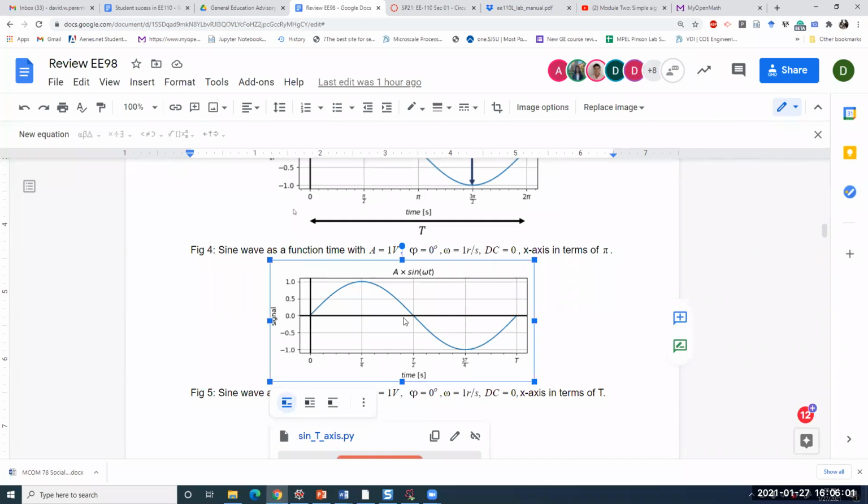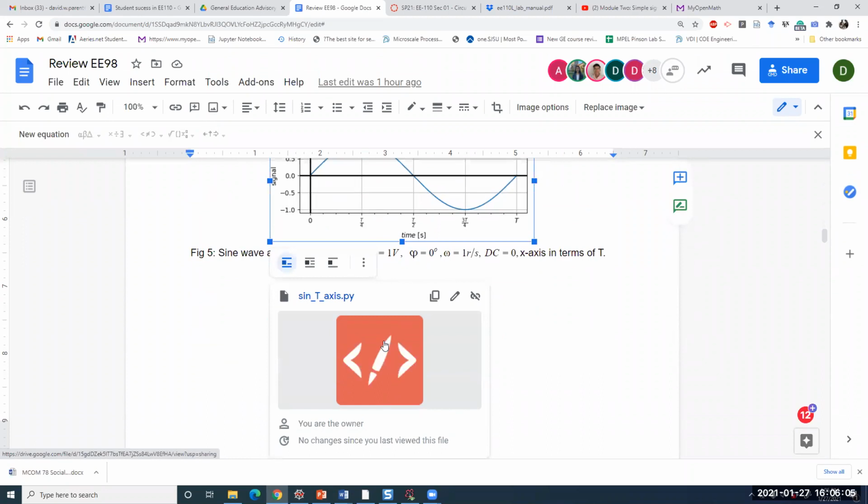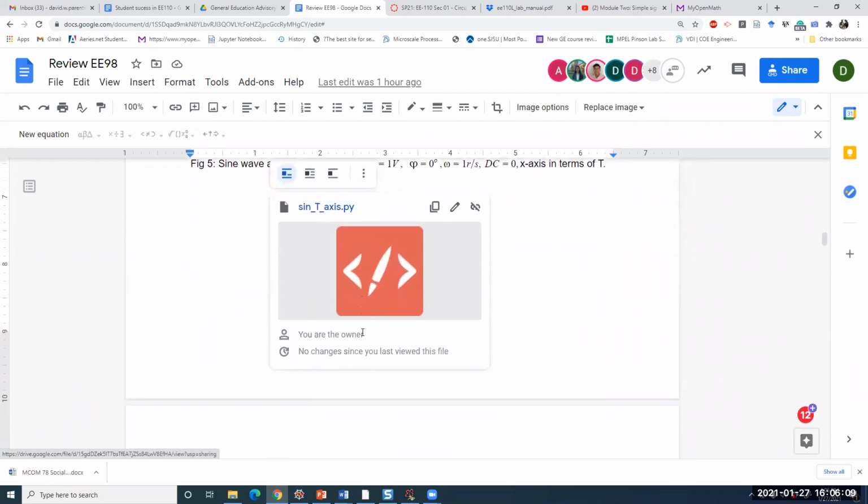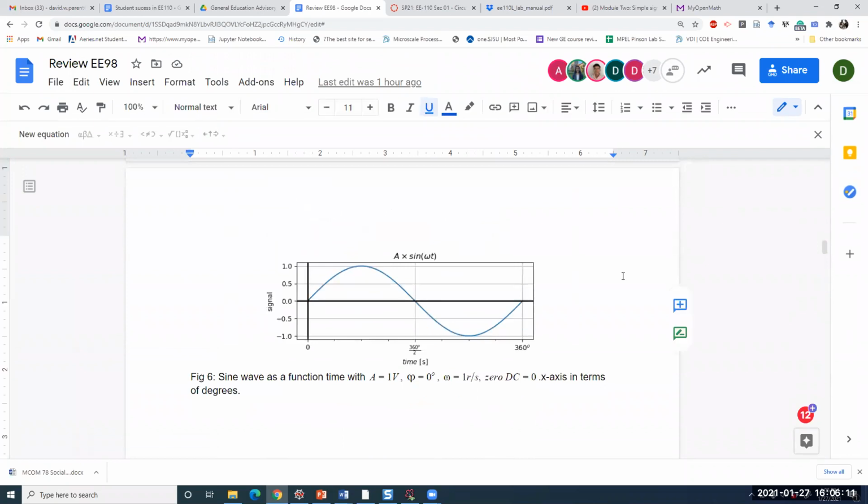I might have to turn it on, but if you click on this, the Python code, you can download it and get it. Okay. And something I want to point out is, I think when you're learning how to document things in a technical fashion, doing a decent caption, right? This is a sine wave, okay, as a function of time, right?